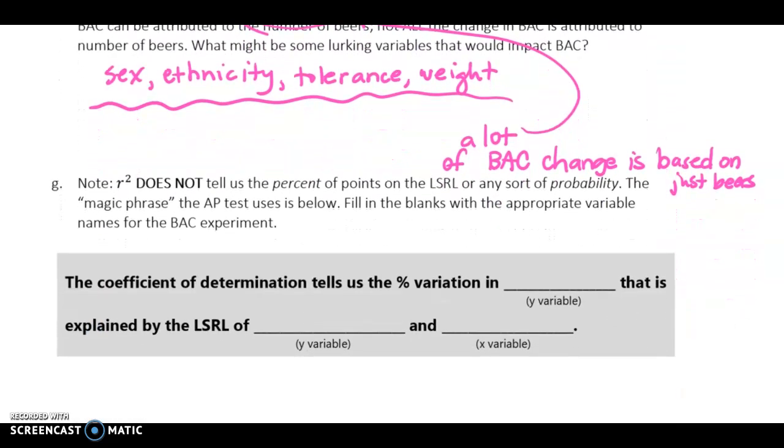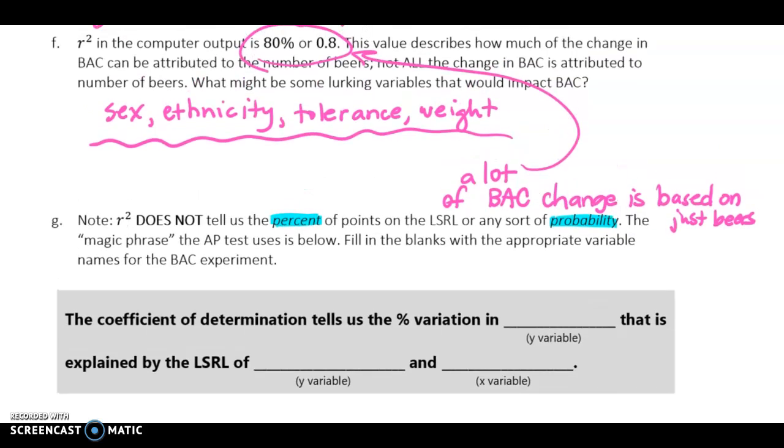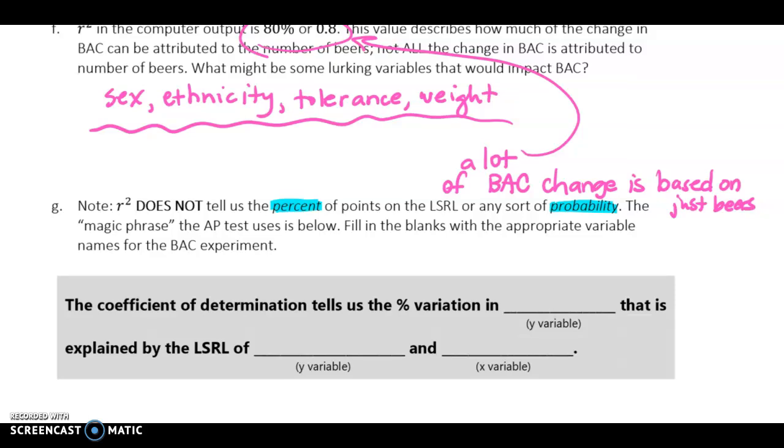It says, note, R squared does not tell us the percent of points on the LSRL or any sort of probability. So this goes back to some of our no-nos with confidence intervals. We're not talking about probabilities. We're not talking about percentages. This is really just talking about what could be attributed to the variable that we're measuring versus what could be attributed to possible other variables.